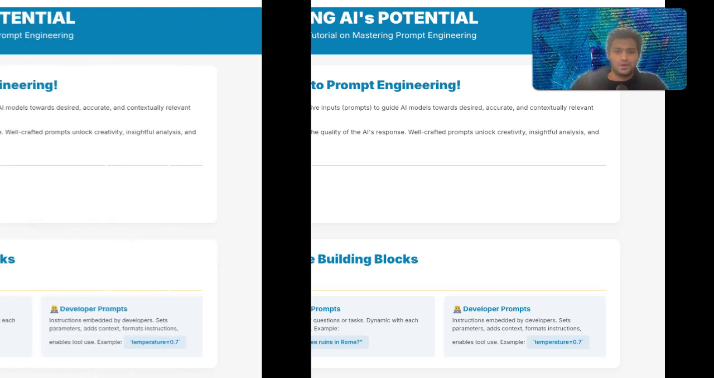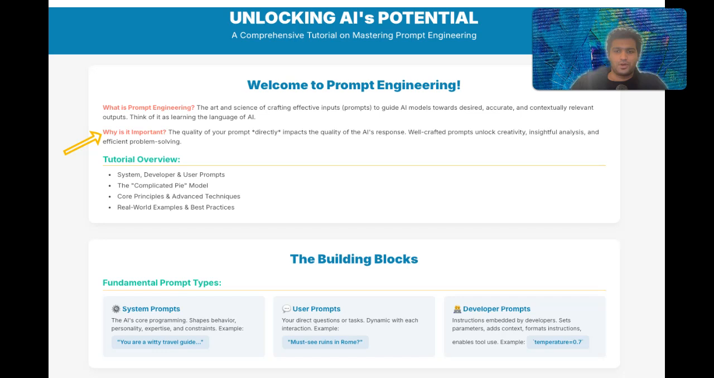Why is it so important? Well, the quality of your prompts directly impacts the quality of the AI's response. A vague prompt leads to a vague answer, but a well-crafted prompt, now that can unlock incredible creativity, insightful analysis, and efficient problem solving. In this tutorial, we'll explore best practices from leading AI organizations like Anthropic, Google, and OpenAI, and delve into innovative concepts from platforms like Parahelp.